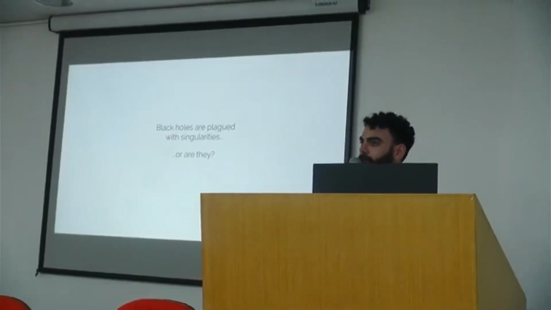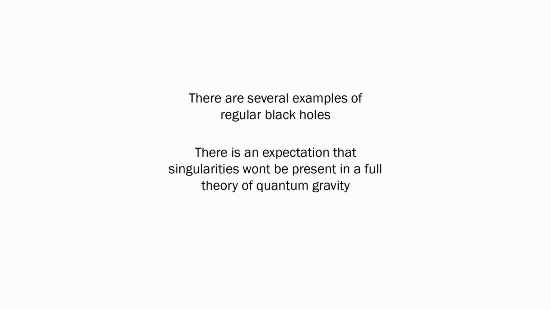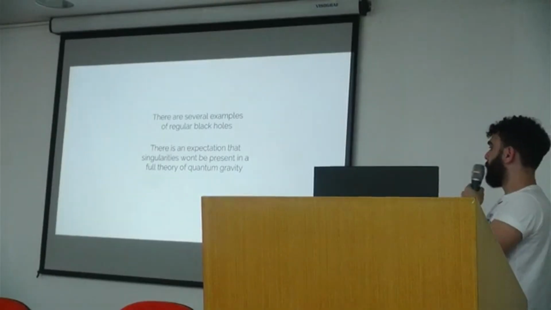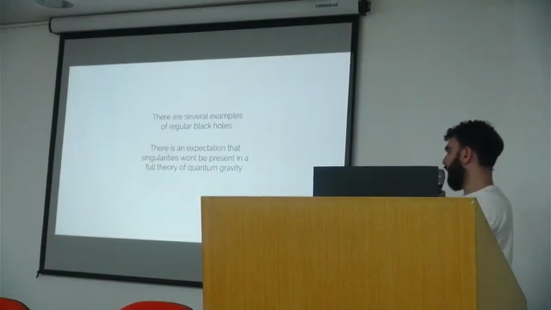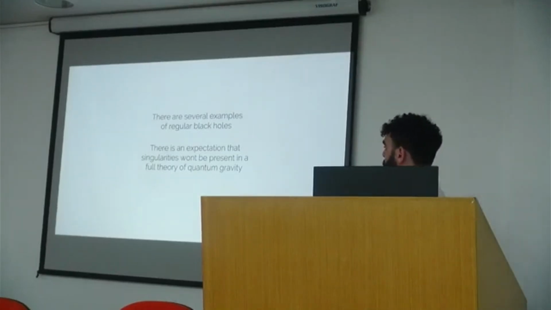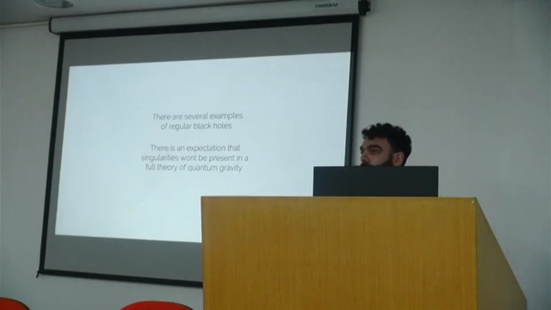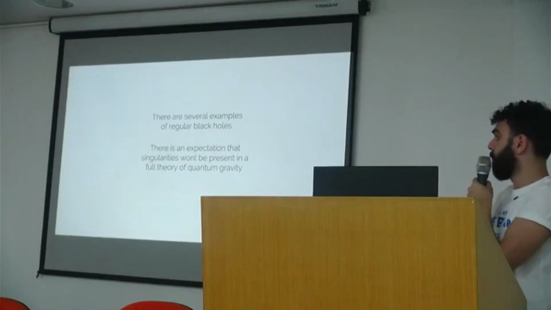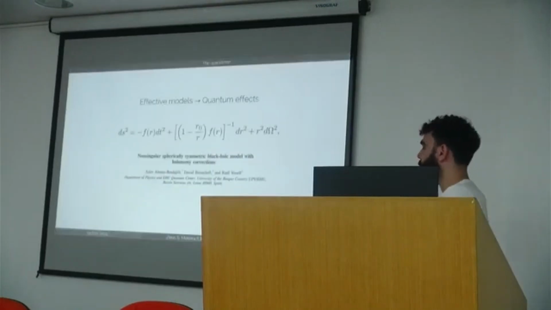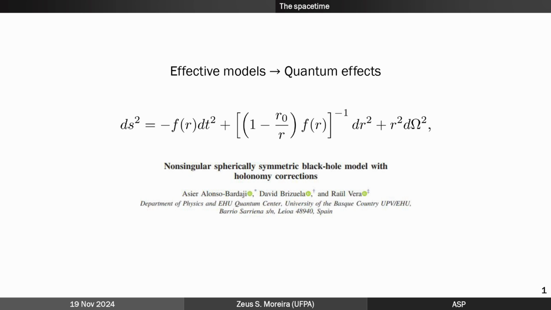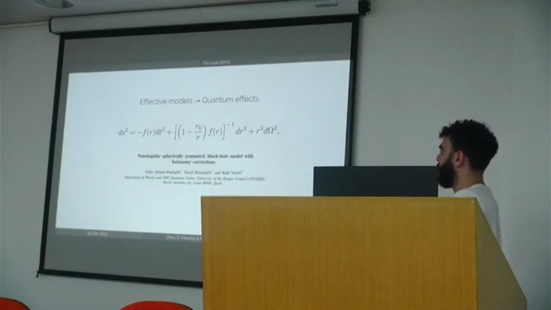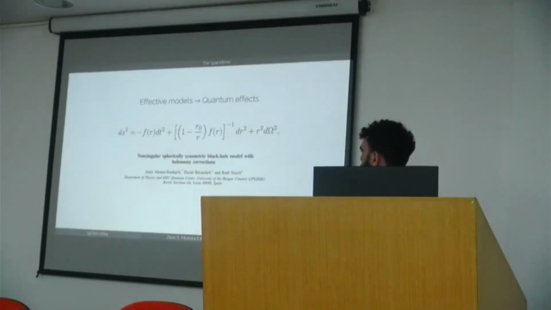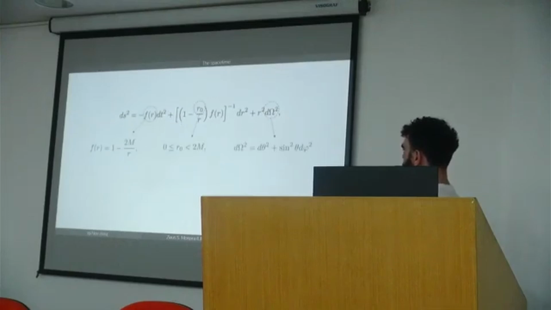But there are ways to circumvent the assumptions of this theorem, and people have managed to report several examples of regular black holes. There is also an expectation that singularities won't be present in a framework of a full theory of quantum gravity. However, it's challenging to work within most of the frameworks of theories of quantum gravity, so a very efficient way to start to see how quantum effects would modify the singularities on black hole spacetimes that we know is by proposing some effective models. So in this work, it was reported this line element, which is basically a Schwarzschild spacetime.